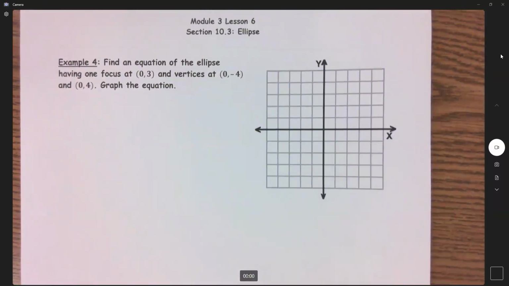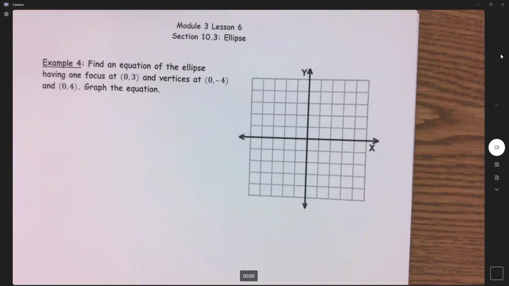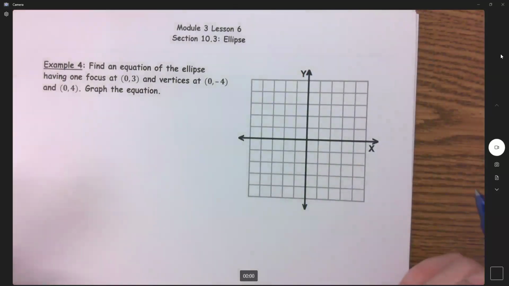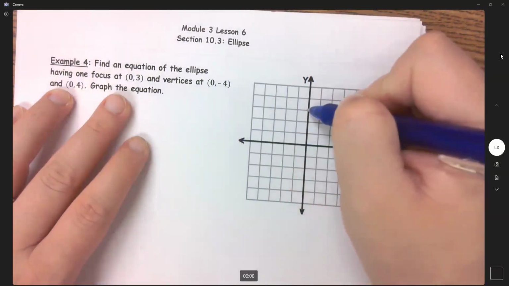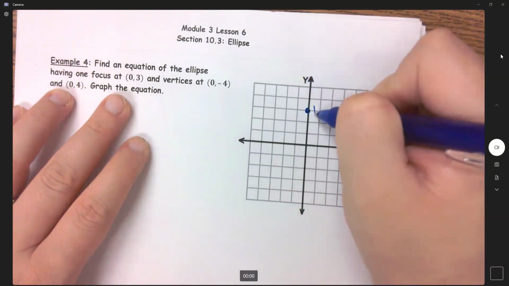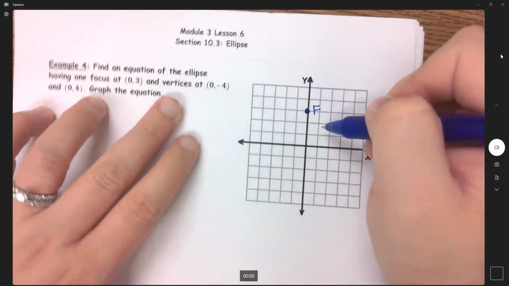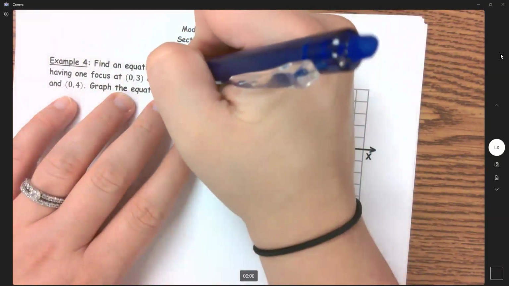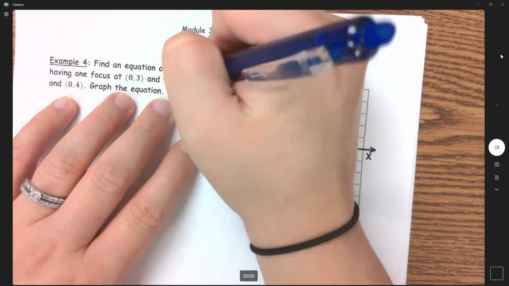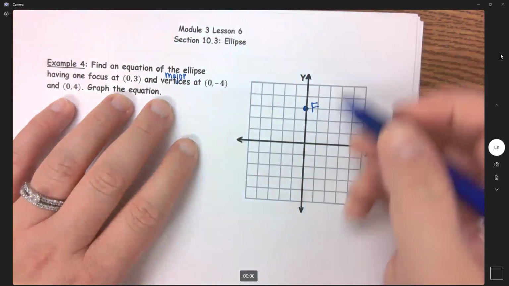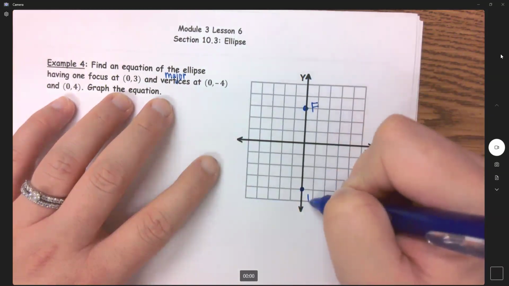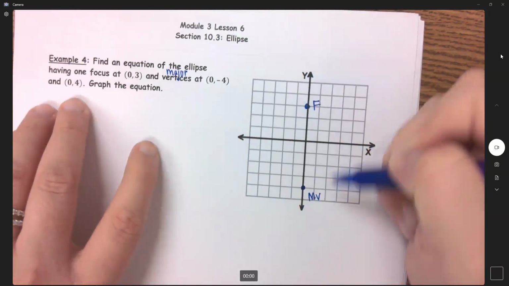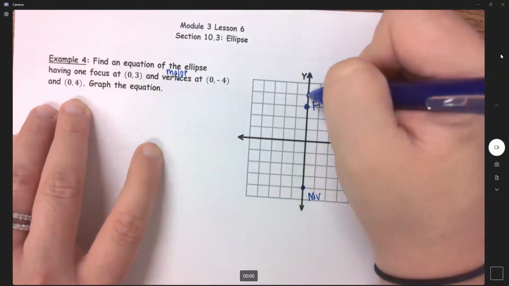And example 4 is going to look a lot like example 1. Find the equation of an ellipse. I'm going to plot these as I read them, having one focus at 0, 3, and vertices. And what are they talking about? We're talking about major vertices at 0, -4, and at 0, 4.